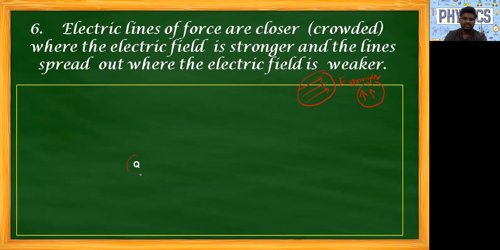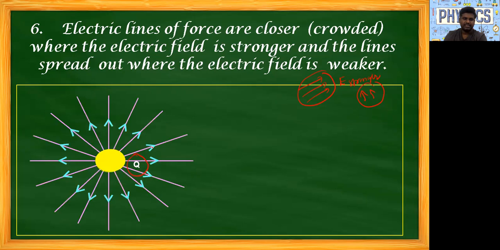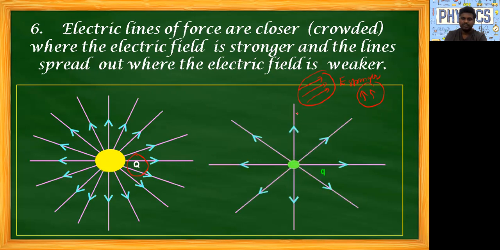Let us consider Q is the charge, this is capital Q. Then these are our electric lines of force. If you observe the electric lines of force, it is a more crowded area. Now again consider the small charge q, and here the electric lines of force are crowded, here more crowded. So this represents the electric field is more, and here the electric field is less. So definitely Q is greater than small q.